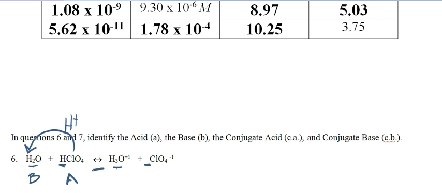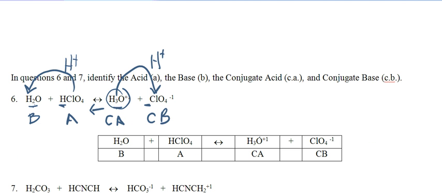To get the arrow to go back in the reverse direction, this H3O going back to H2O has to donate a hydrogen. So this is acting as a conjugate acid, and this is acting as a conjugate base. Now, remember this. If I'm an acid on the reactant side, I cannot be a conjugate acid on the product side. I have to be the opposite. So if I'm an acid on one side, I'm a conjugate base on the other.